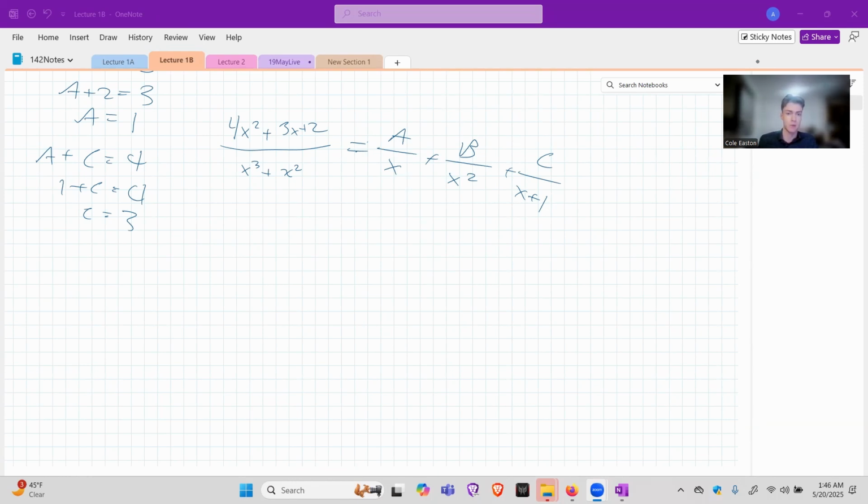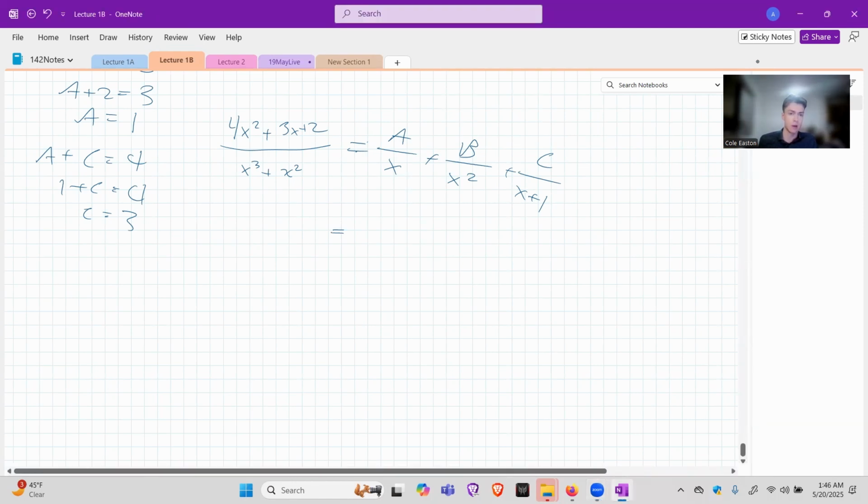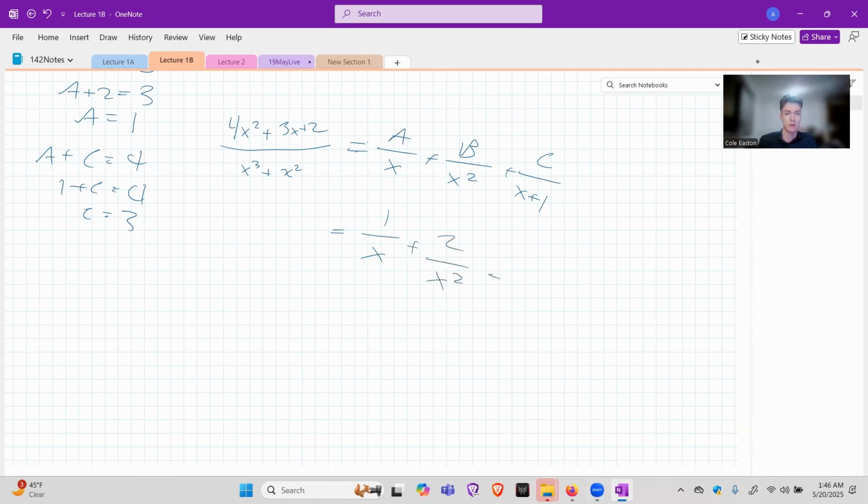So now I have that my original fraction, my original rational function, we said is a over x plus b over x squared plus c over x plus 1. And so now I'm just going to replace my a, b, and c with what I found them to be. So that's 1 over x plus 2 over x squared plus 3 over x plus 1. And so essentially that is our final answer in terms of just performing the partial fraction decomposition.